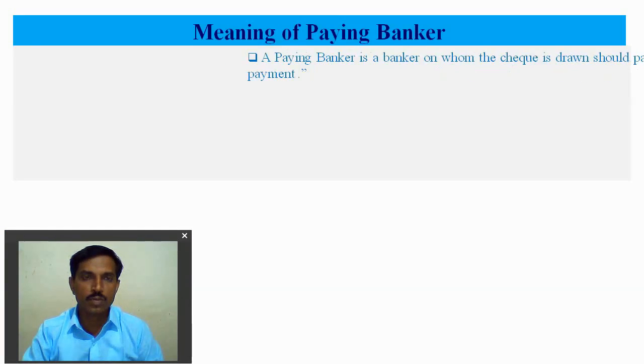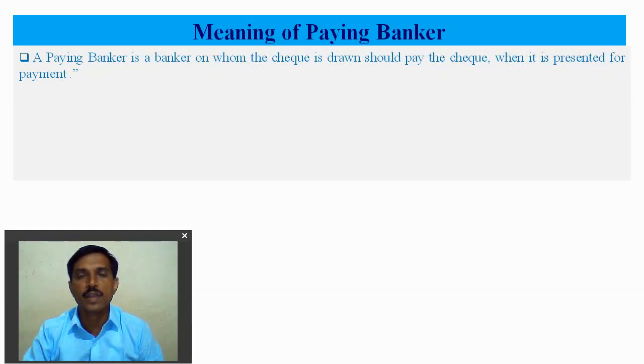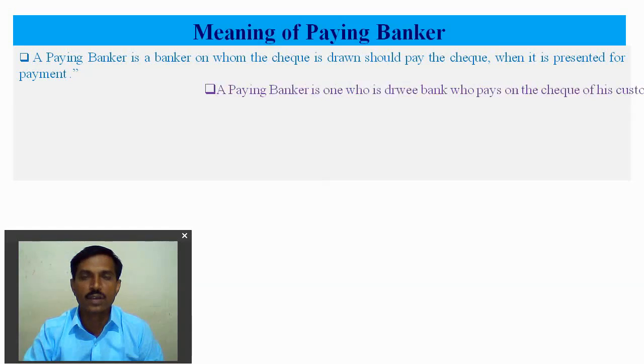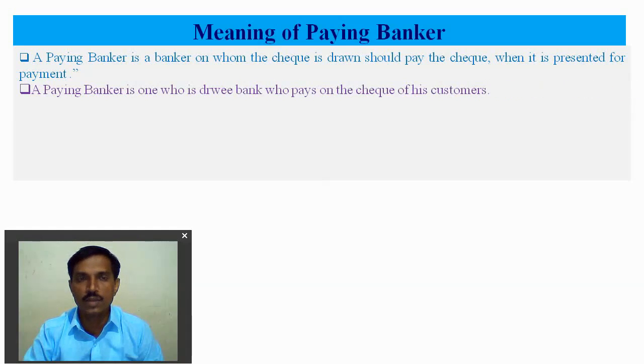So what is meant by paying banker? A paying banker is a banker on whom the check is drawn, who should pay the check when it is presented for payment. So paying banker means the drawee bank who pays the check on behalf of their customer. The paying banker is the drawee bank who pays the check of his customer.